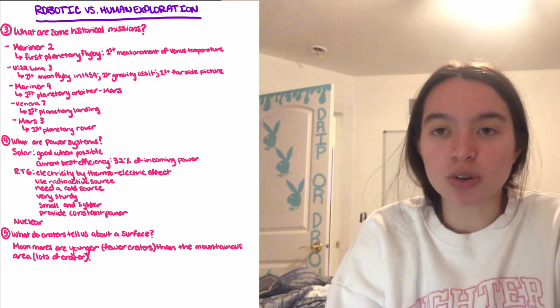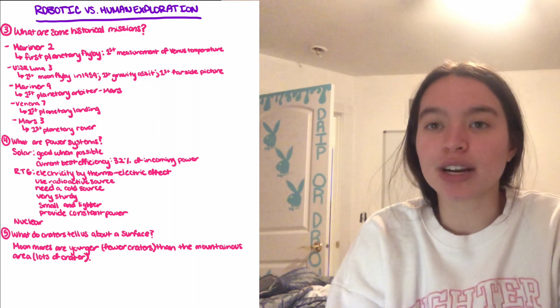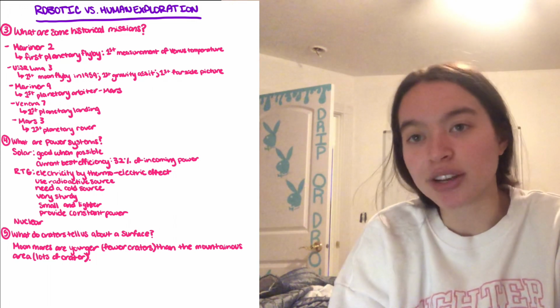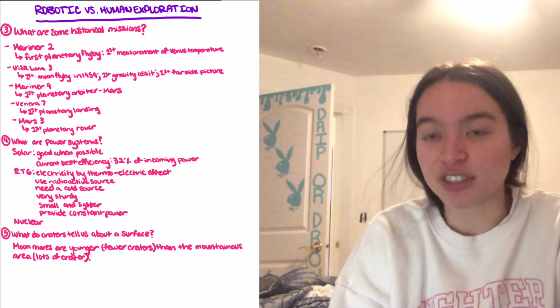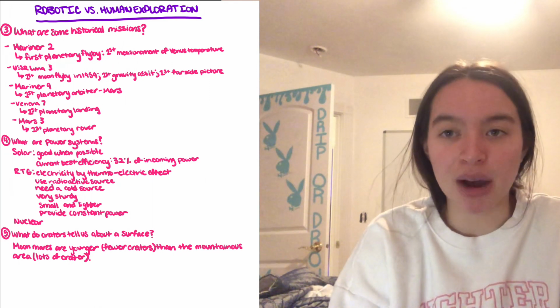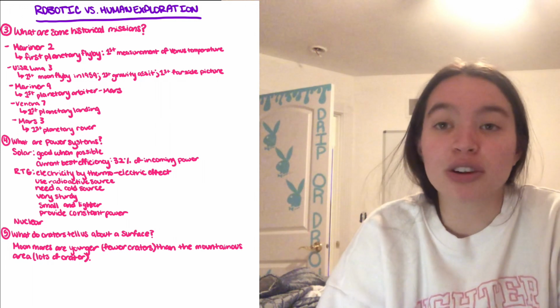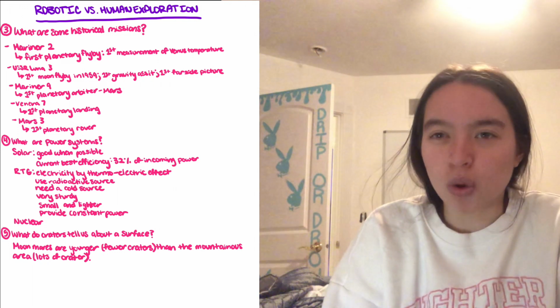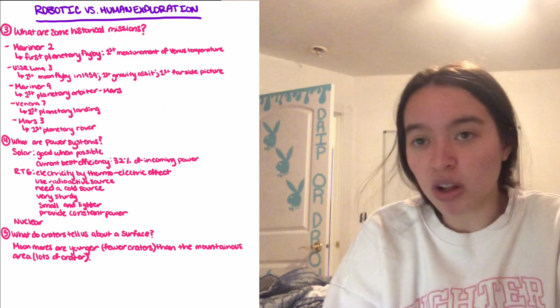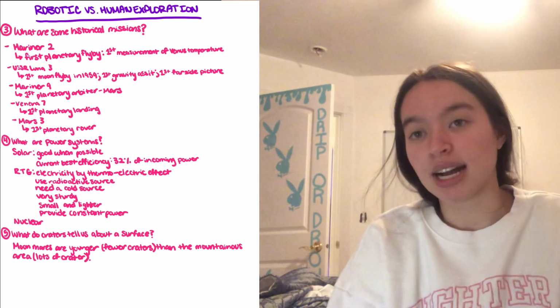Next question is, what are power systems? So you're going to have solar, RTG, and nuclear. Solar is good when possible because it currently has the best efficiency at 32% of incoming power. RTG is electricity by the thermoelectric effect, and you use a radioactive source. You also need a cold source. It's very sturdy, it's smaller and lighter than solar, and it also provides constant power as well.